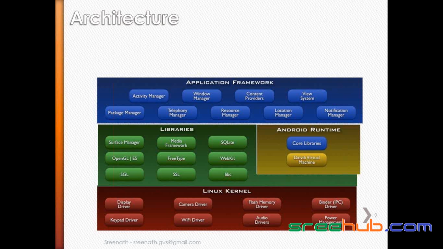And one activity has to go to suspended state, and another activity has to come to active state. All these transformations are taken care of by your activity manager, right? In the same way, you have the window manager. Now, what is the difference between these two?